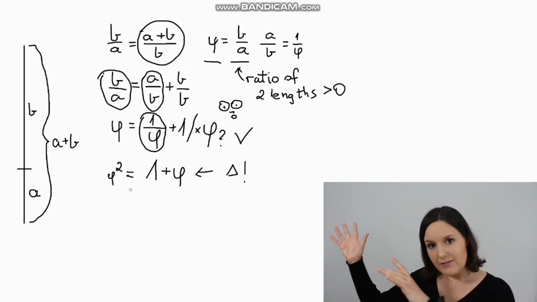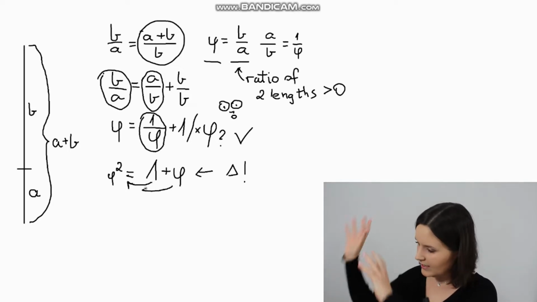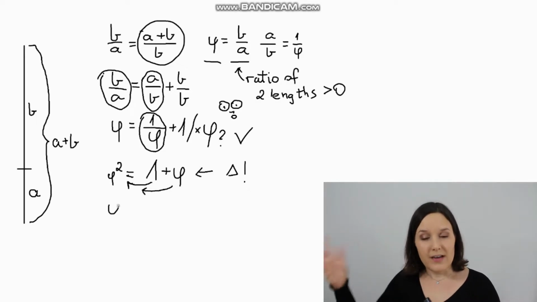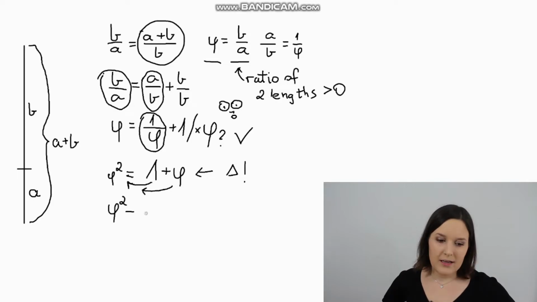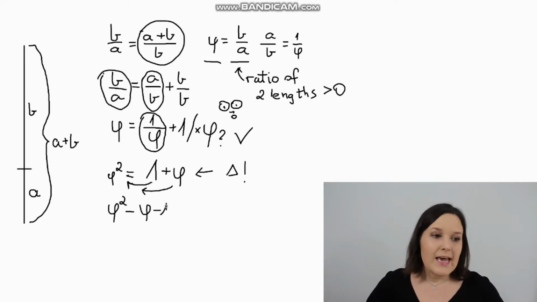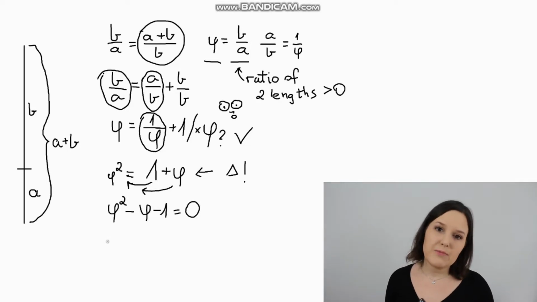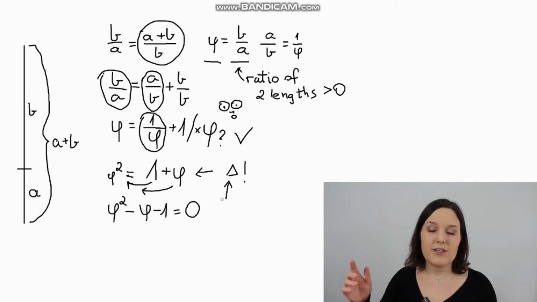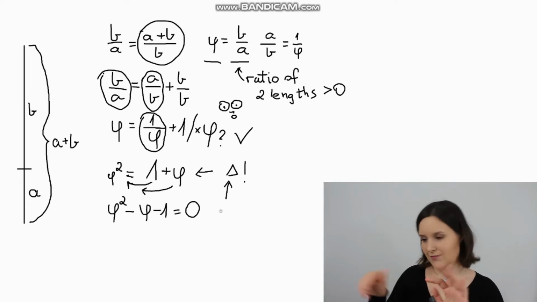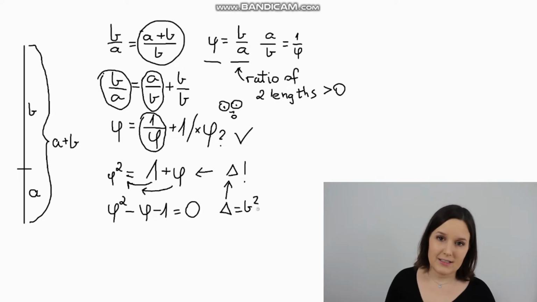So first of all, I have to take everything to the left-hand side of the equation. So I get phi squared minus phi minus 1 equals 0. To solve this equation, I will first find out how many solutions it has, because with quadratic equations it might be different. Sometimes it's 2 or 1 or 0 solutions. So first I find the discriminant, this triangle, the delta. It's b squared minus 4ac.